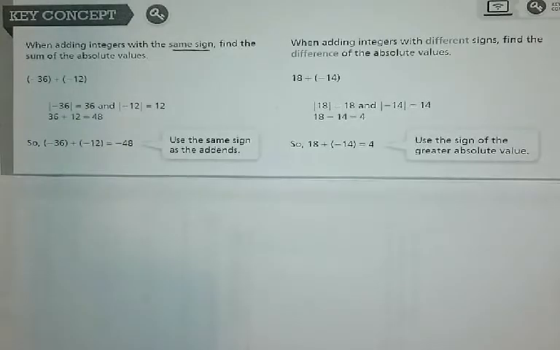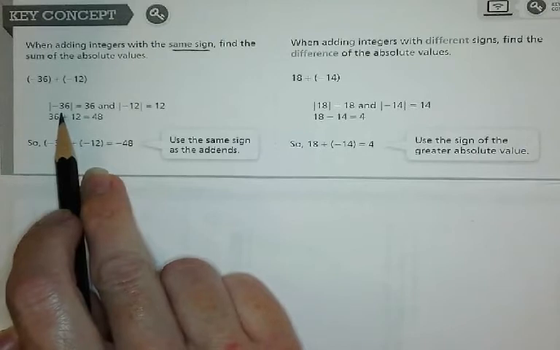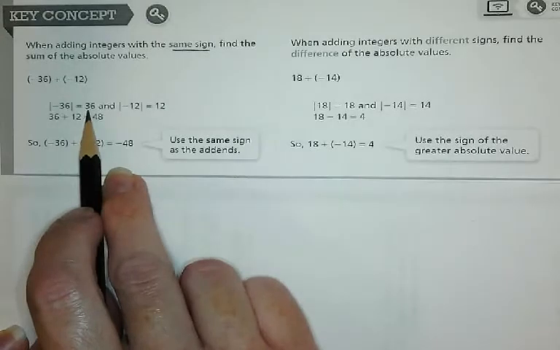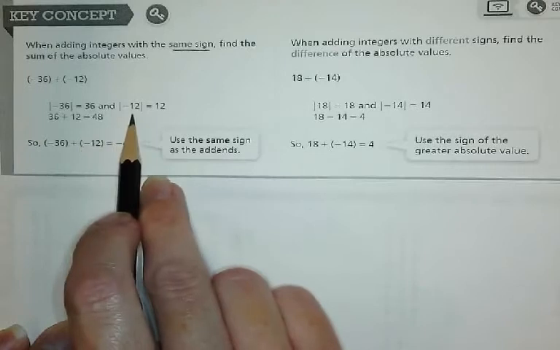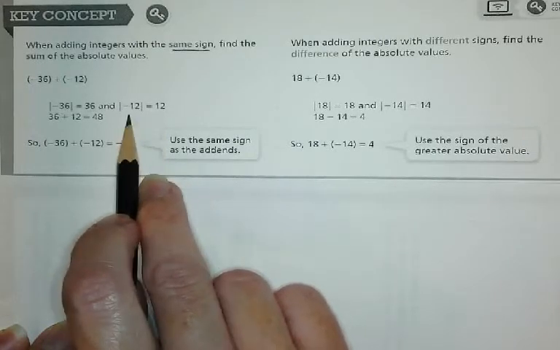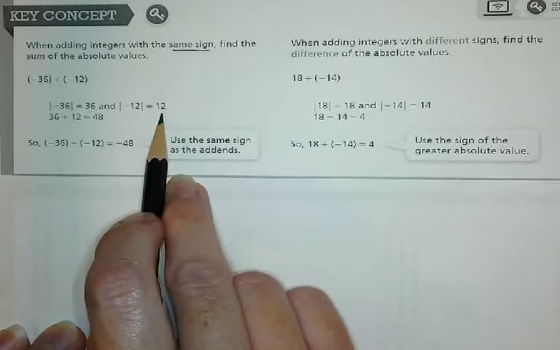What you're going to do is find the absolute value of each number and then add the absolute values together and keep the sign. So the absolute value of -36 is 36. It's 36 spaces away from 0. And -12, the absolute value of -12 is 12, because -12 is 12 spaces away from 0.